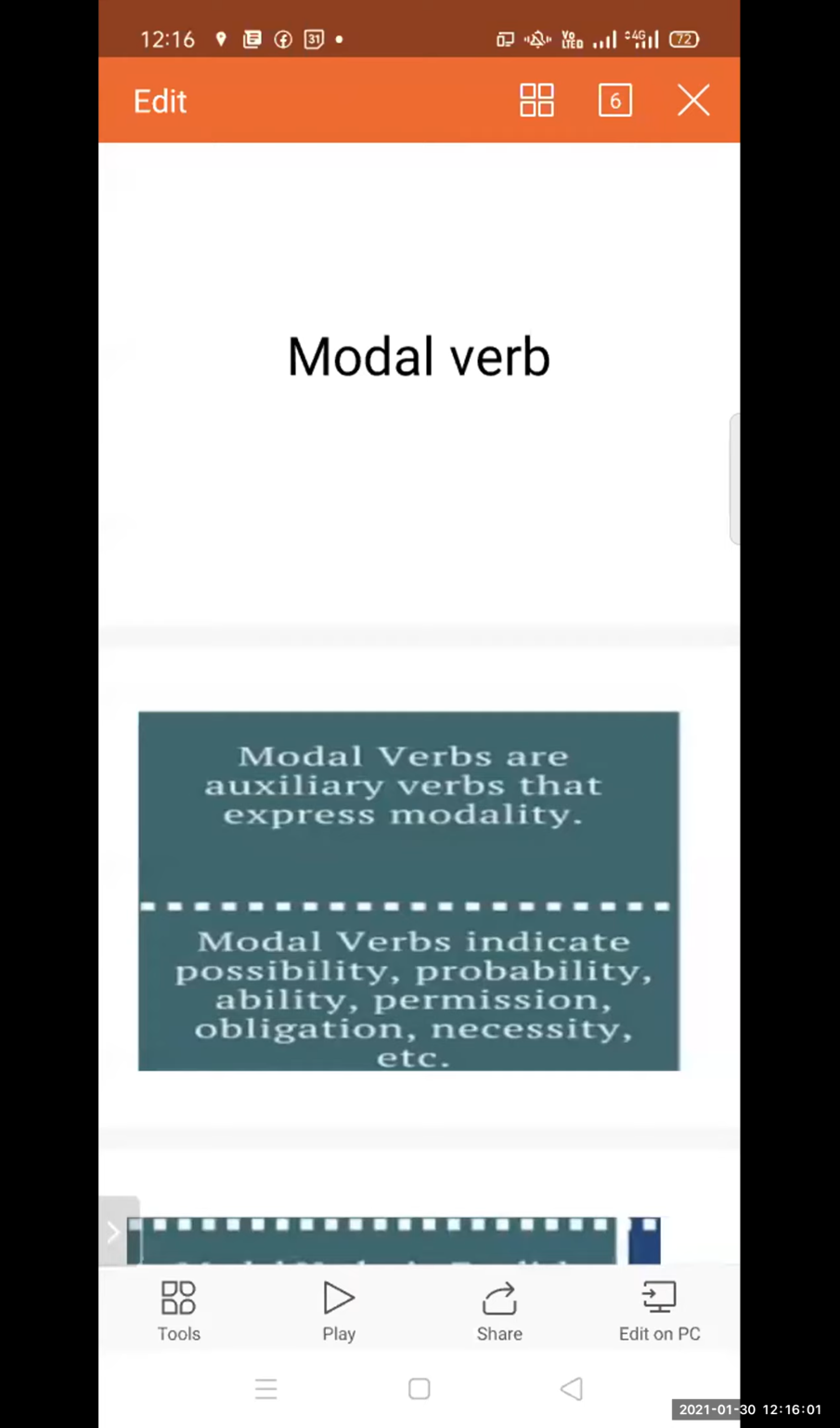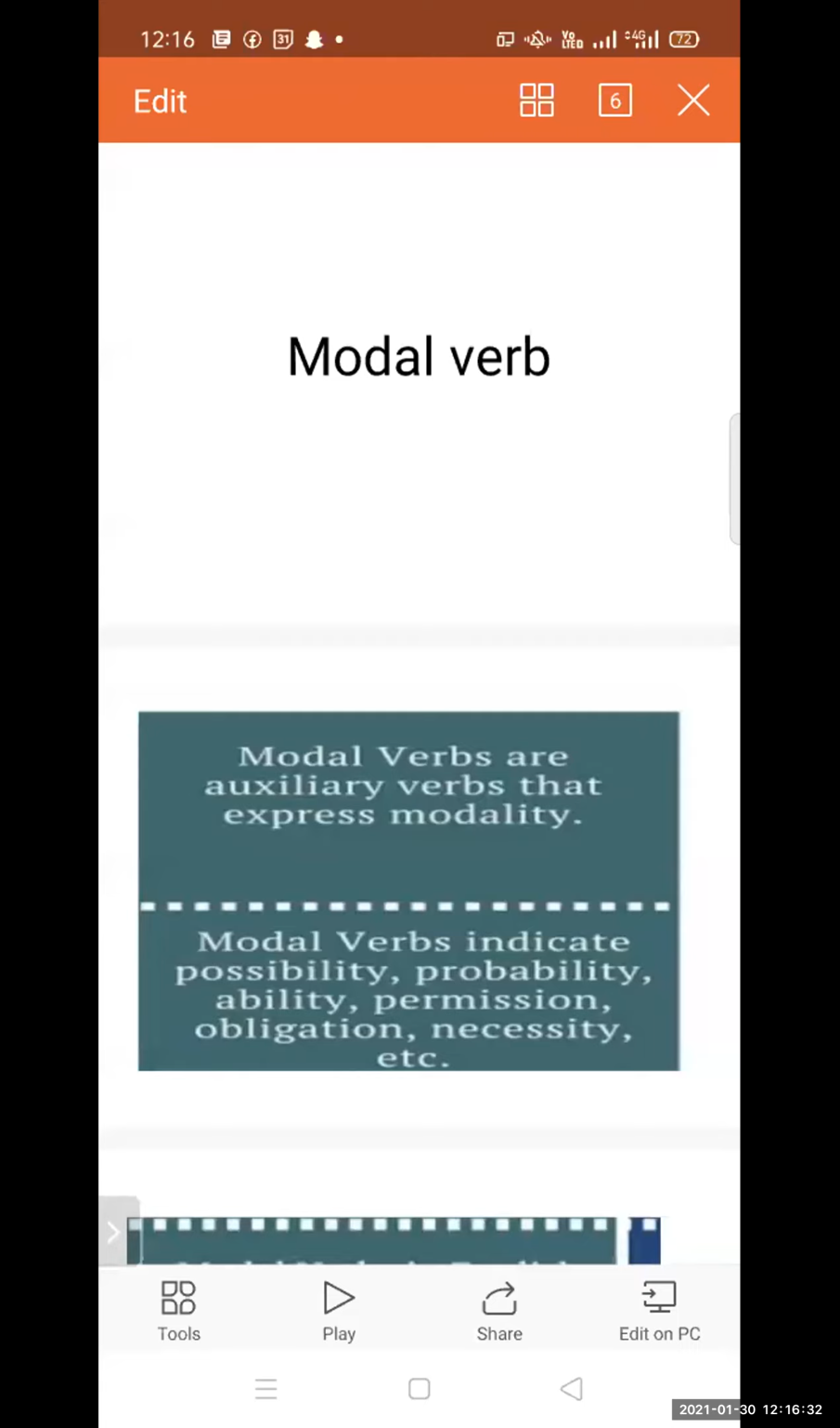So, today we will start another topic, that is the modal verb. Yesterday we completed the verbs, in which we saw action verbs and non-action verbs. Action verbs means what? Where there are actual body movements, like jumping, sleeping, eating, drinking. These are all action verbs.